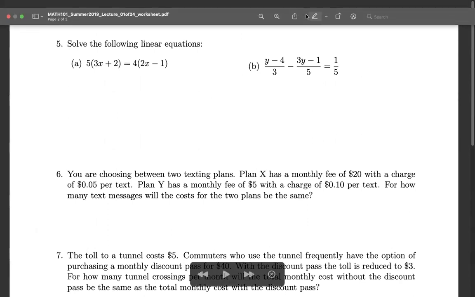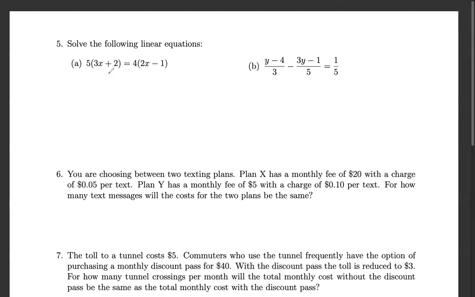Let's say 5. We want to solve those two equations. So this is a one-variable linear equation. Linear because the exponent of x is 1. Right? By default, this is x raised to 1. So what do we do? For a, we distribute 5, because 5 is a common factor of 3x and 2. So we multiply 5 with 3x and 5 with 2. Same thing for 4. Multiply with 2x, multiply with -1. 5 times 3x, 15x. 5 times 2, positive 10. 4 times 2x, 8x. 4 times -1, -4.